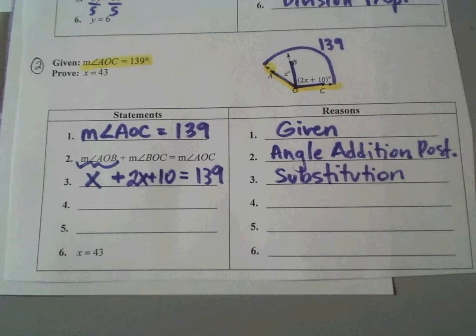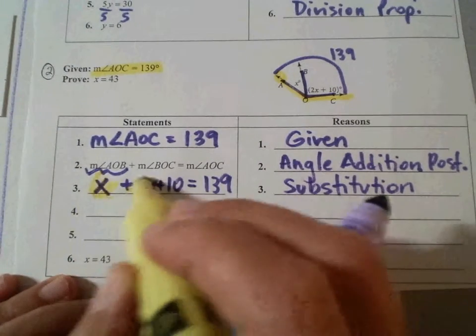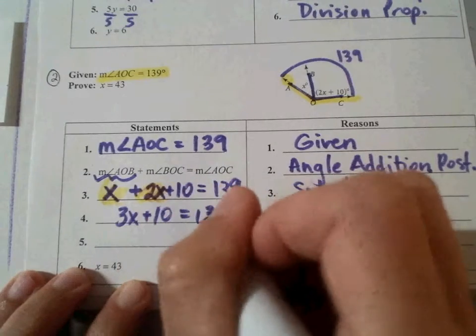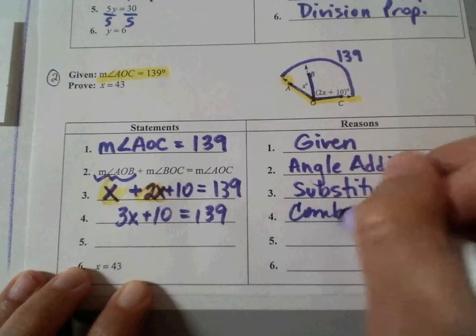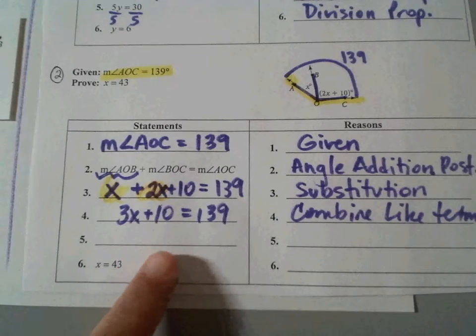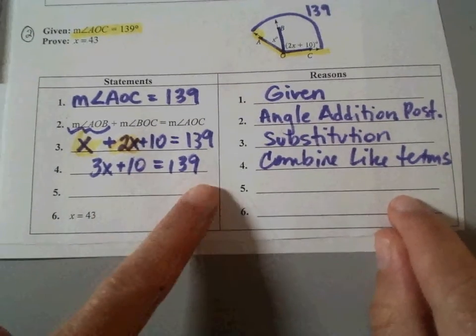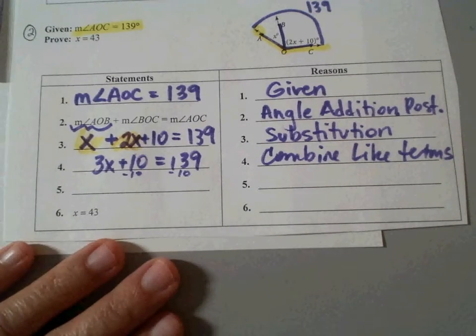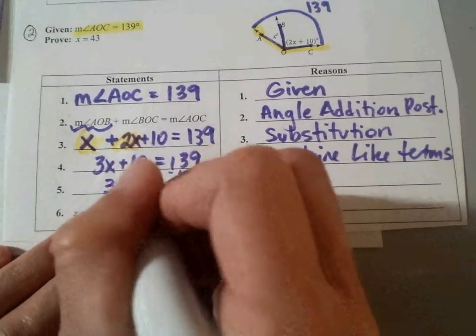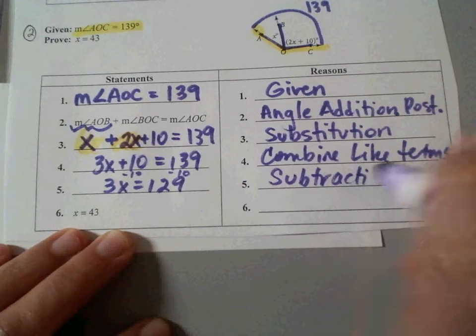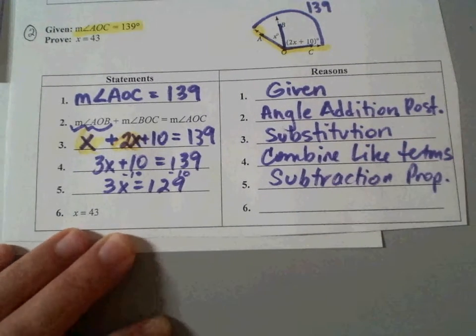Okay, very good. From here, we're solving using algebra. So what do you do next? Combine like terms, or it's called simplify. Yes, so x plus 2x is 3x plus 10 equals 139. That is combine like terms. All right, we've got to get x by itself. After that, we're going to subtract 10 from both sides, right? So make a tiny minus 10, because on the line is what you want for your full answer. So what do we have left? We have 3x is equal to 129. So that is the subtraction property that led you there.